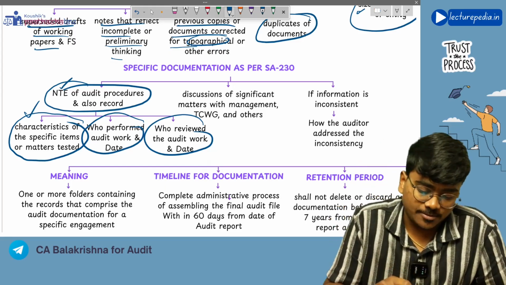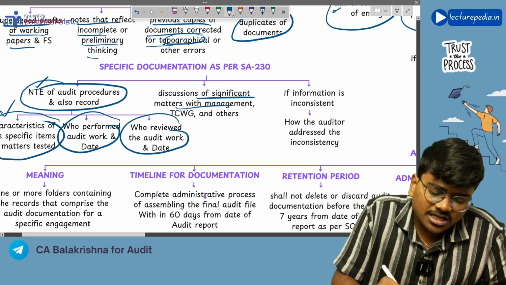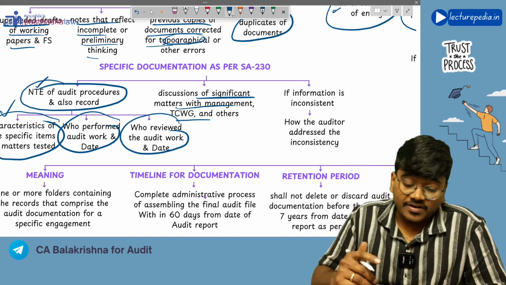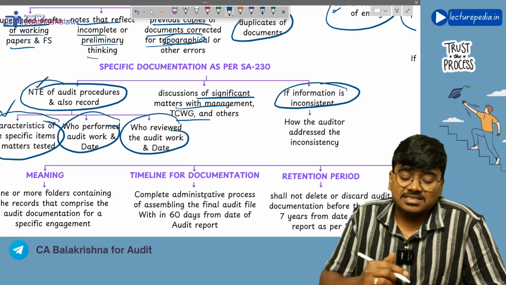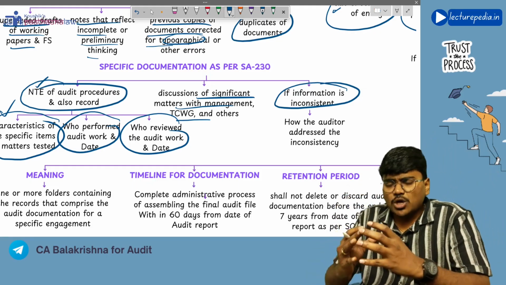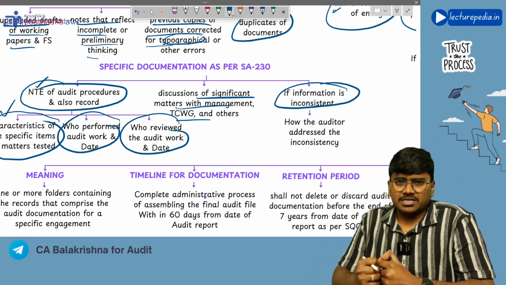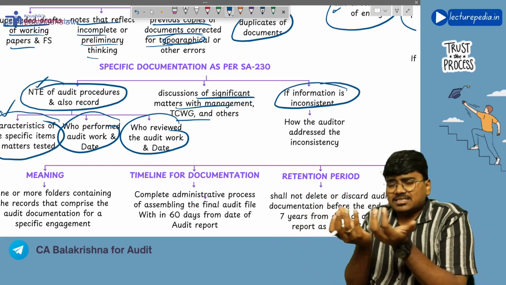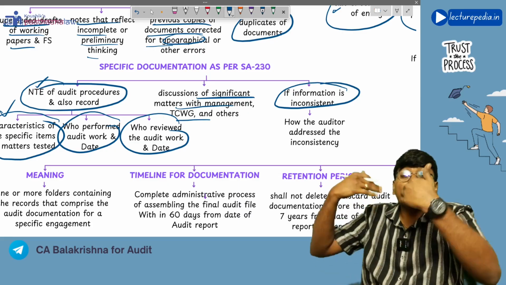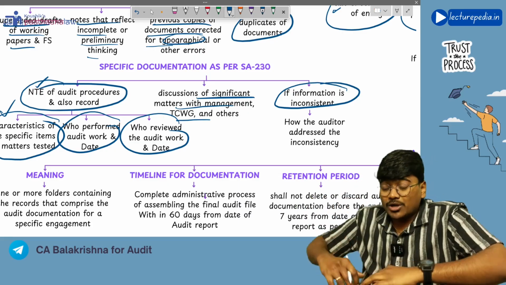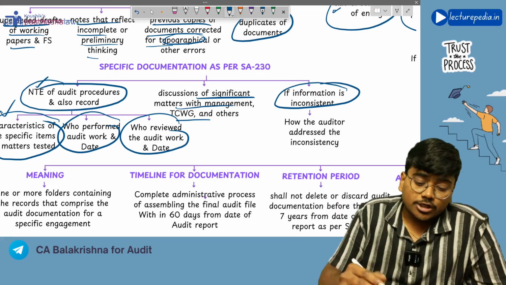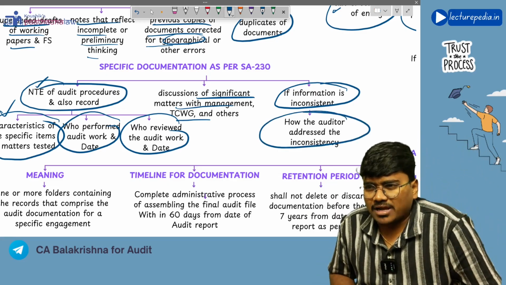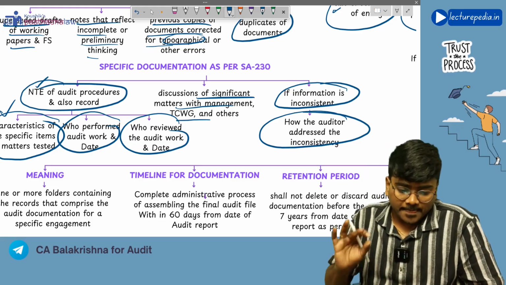Specifically, you need to document discussions of significant matters with management, those charged with governance and others. These also you need to document. And finally, if information is inconsistent, like you have obtained two evidences with respect to the same item and there is inconsistency between them, then how you have dealt with and resolved that inconsistency, that also you need to document: how the auditor has addressed the inconsistency, right? So all these aspects you need to document.